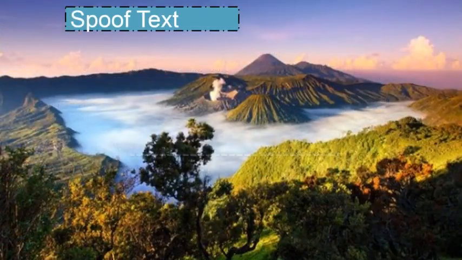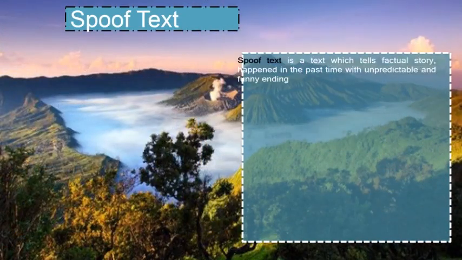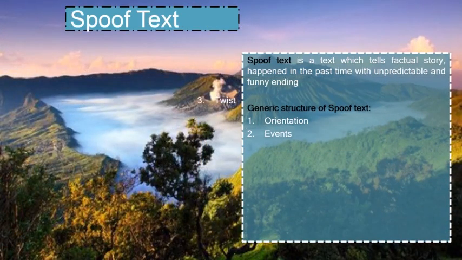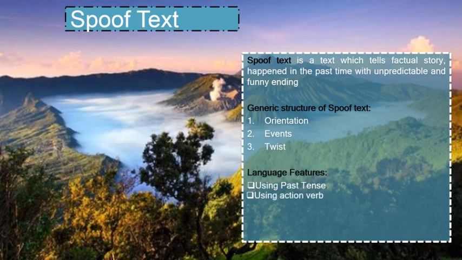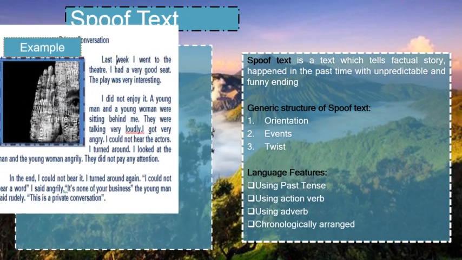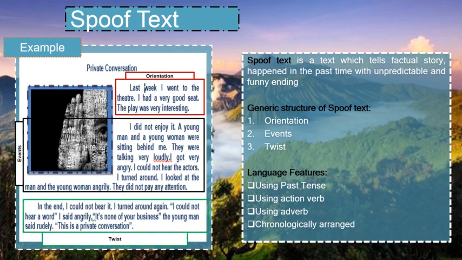My name is Revado. I will explain about spoof text. Spoof text is the text which tells a factual story that happened in the past with an unpredictable and funny ending. Generic structure of spoof text. First, orientation. Orientation is an introduction to the story's characters, the place where the story takes place, and the time when the story takes place. Usually, this information is put in the first paragraph.